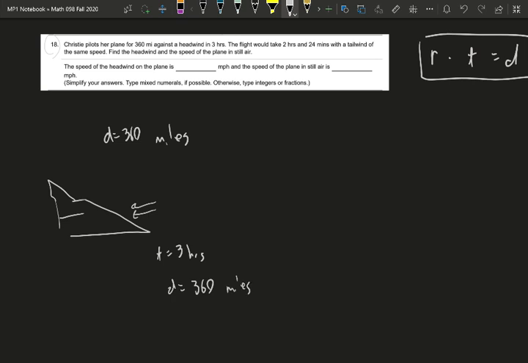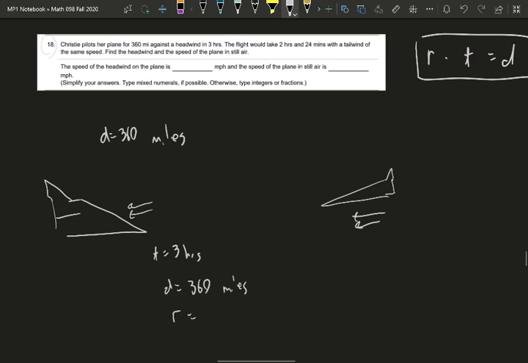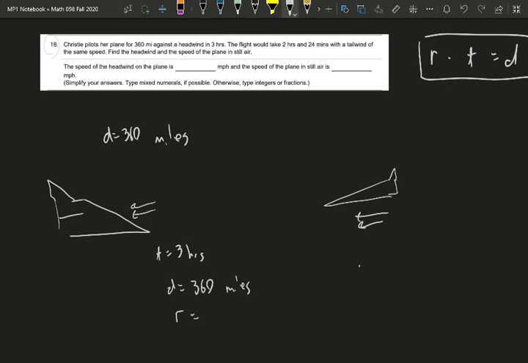But we do not know the rate, and we also don't know what the speed of the wind is. What we also know is, if we have this same plane going this direction, okay, we have now the wind going with it, so that's pushing on it. In this case, the time is 2 hours and 24 minutes.